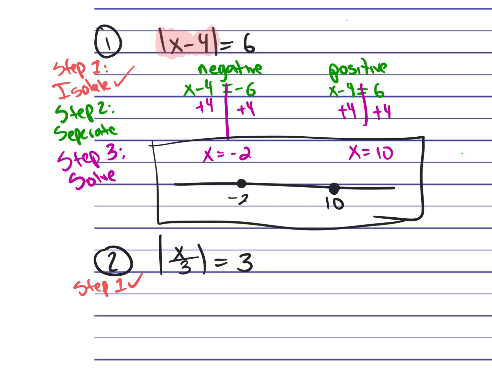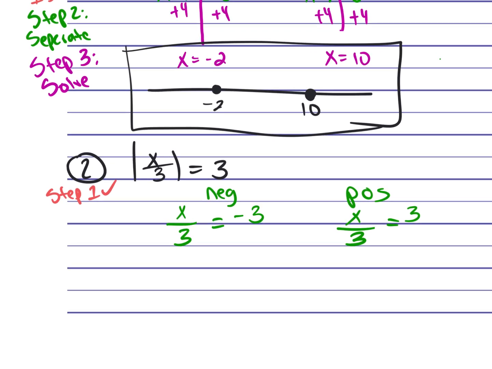Step 2 is to separate. That one's very, very important. You need a negative side and a positive side. For my negative, keep x over 3. Actually, for both of them, keep x over 3. For the negative, make it -3 after the equal sign. For positive, make it +3. So that's step 2, and it's done.